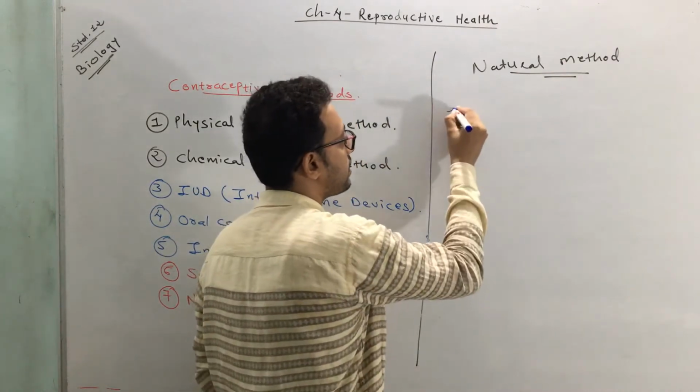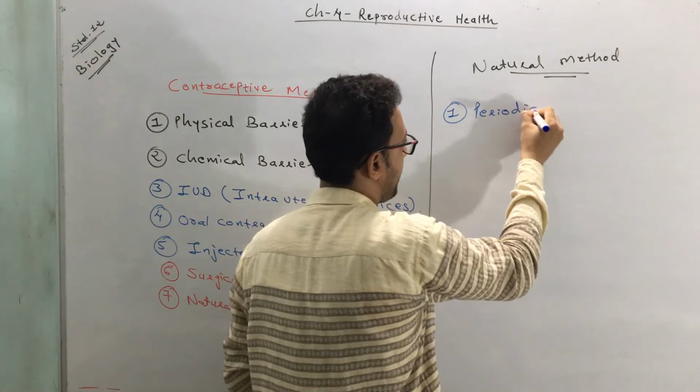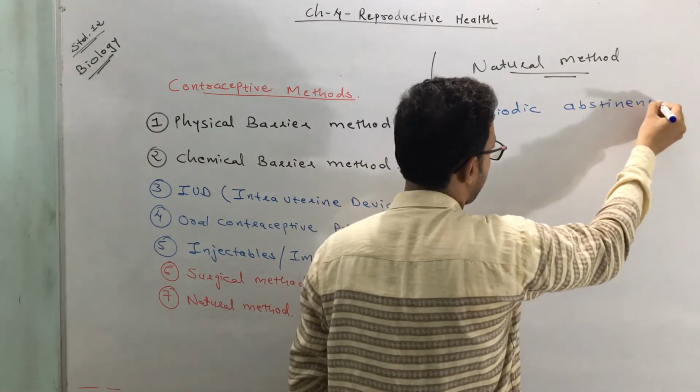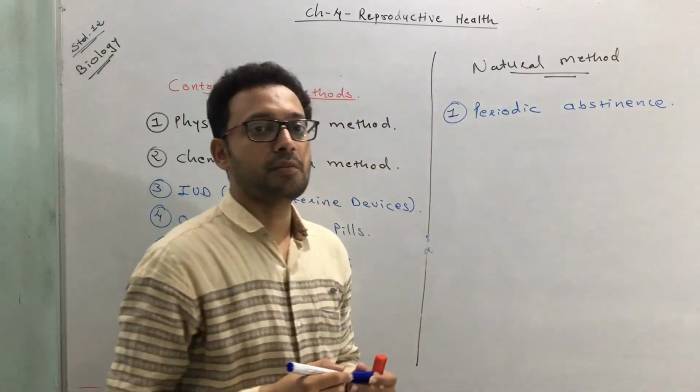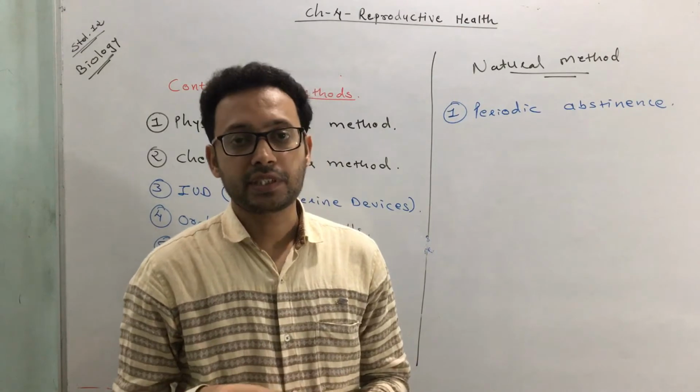The first one is called periodic abstinence. The first natural method is periodic abstinence. What is periodic abstinence?